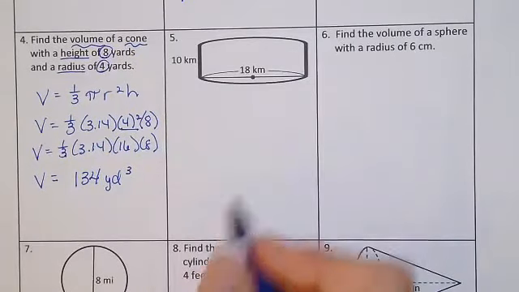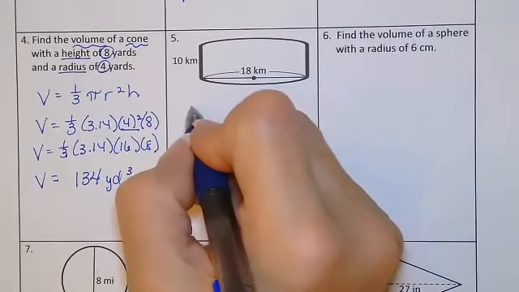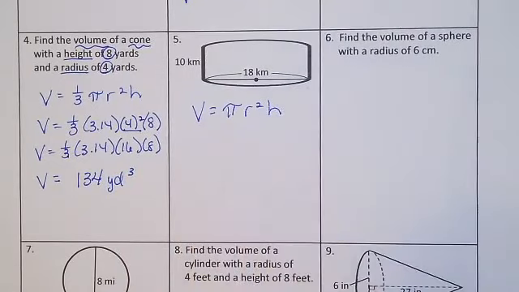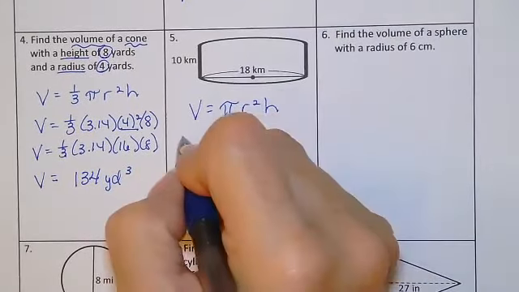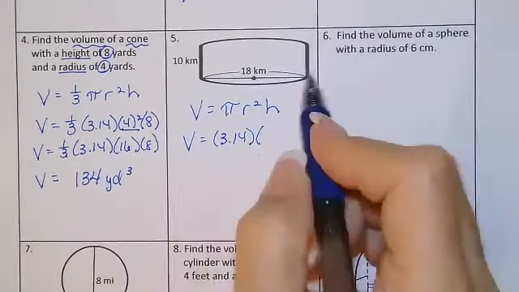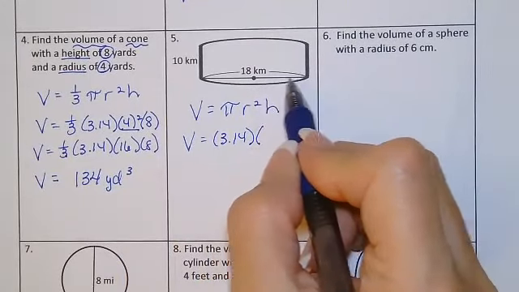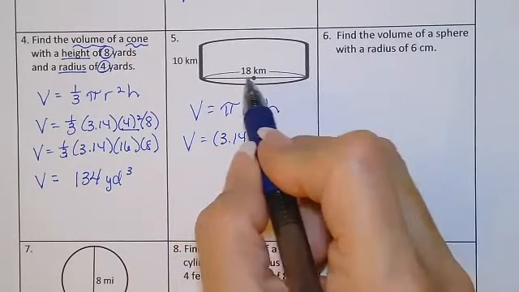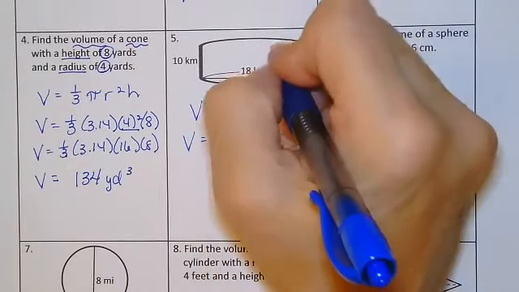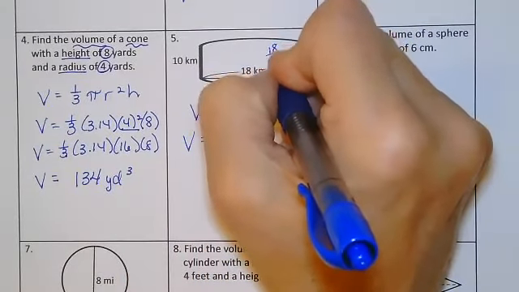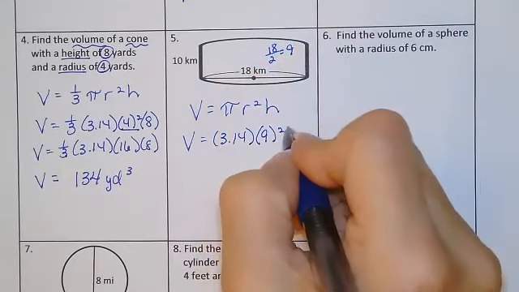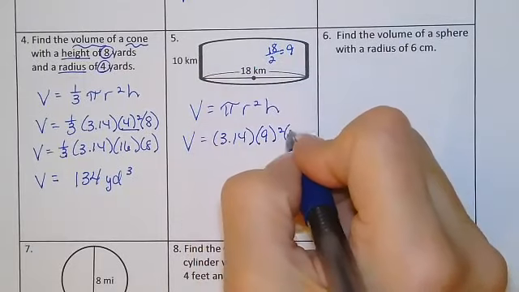Number 5. All right, this is a cylinder, and the volume for a cylinder is pi r squared h. So let's substitute. Pi is 3.14. Radius. Okay, well, this is going all the way across. So this is diameter. So to find radius, I'm going to divide it by 2. So my radius is 9. And my height is 10.